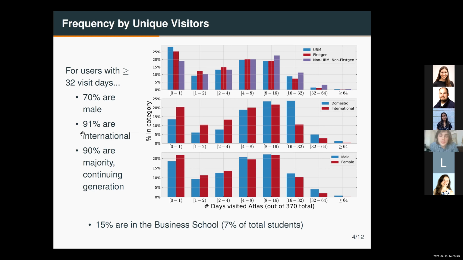70% are male from the large statistics. 91% are international students, again from the large statistics, and 90% are majority or continuing generation. And 15% are in the business school, whereas that's 7% of the total students, so it's twice the representation than you'd expect. Yeah, I'll keep moving just to keep things going.